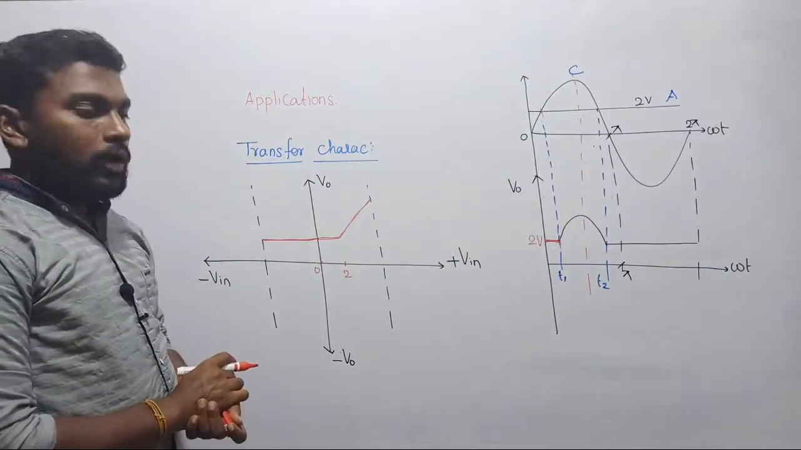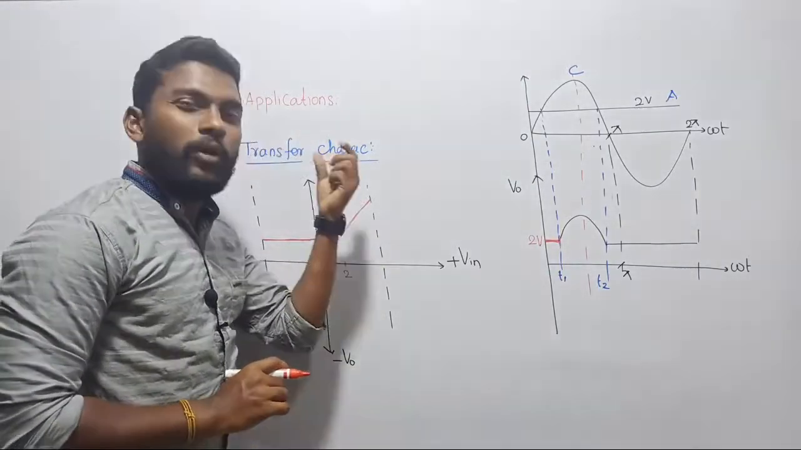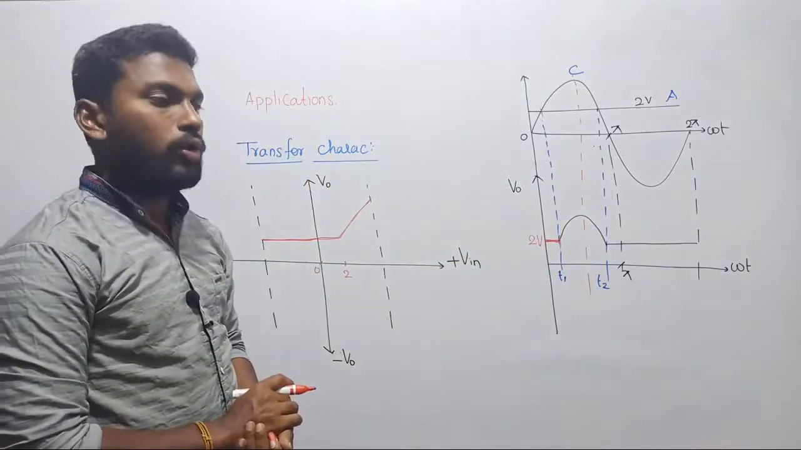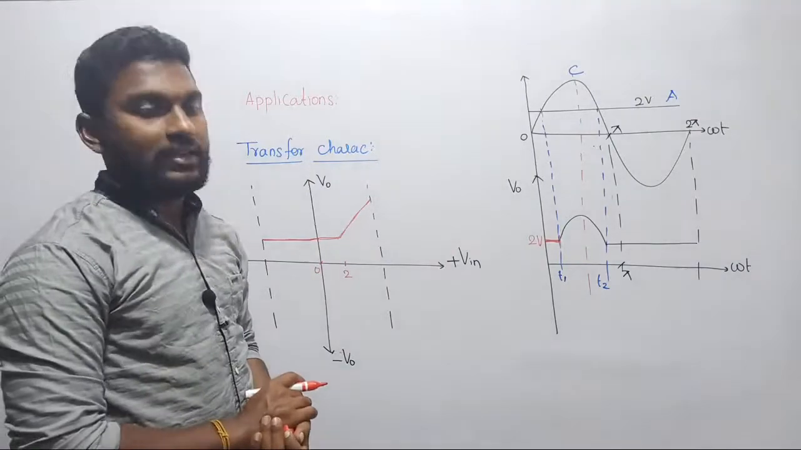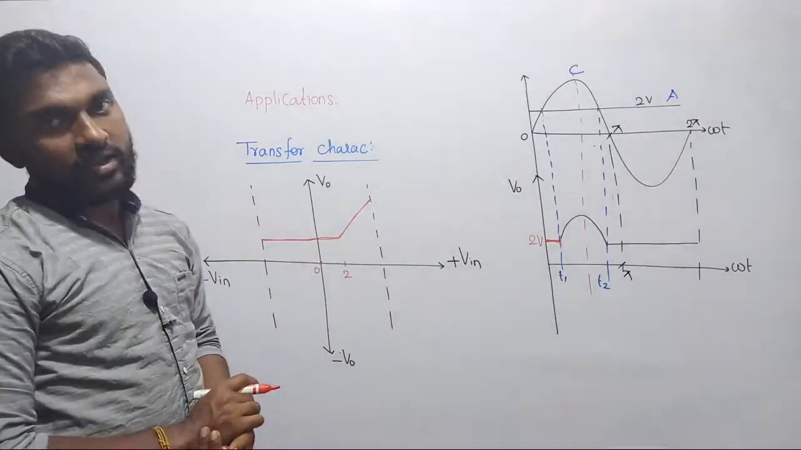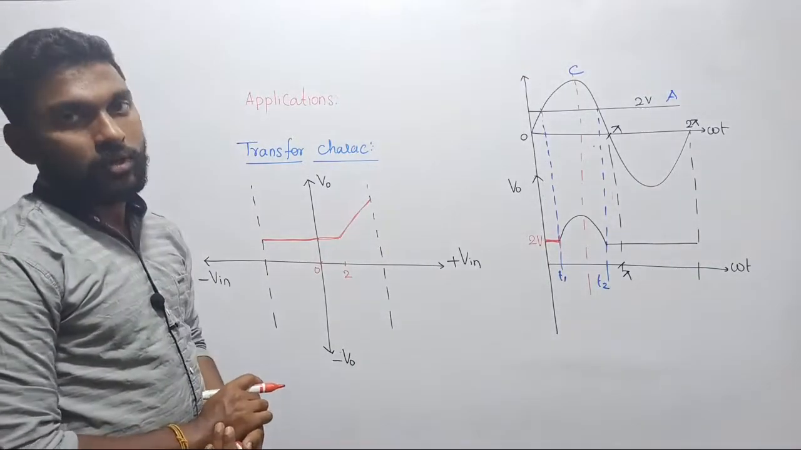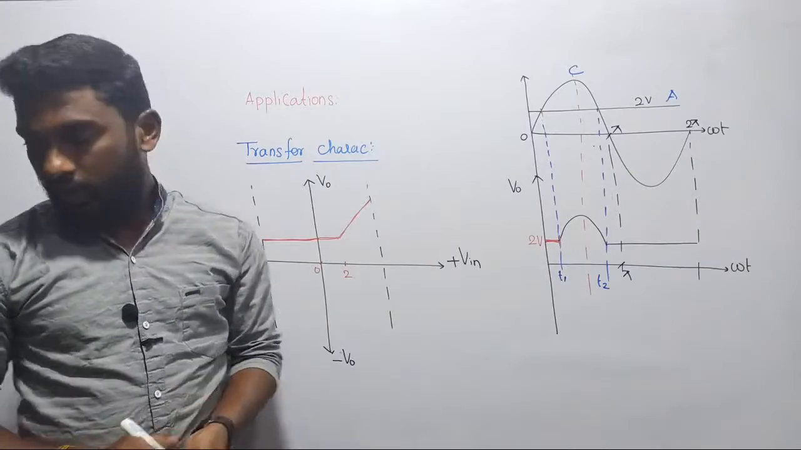Because I told you, from the clipper portion, this is the only point where there are small tricks in the circuit. So, you will often be tested in the examination with these types of transfer characteristics only. So, please try to understand the procedure. There is no fixed procedure. Logically, you have to draw the waveform if your circuit is given to you, right?